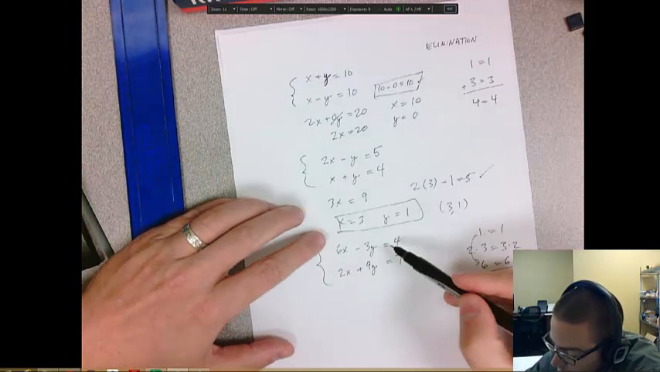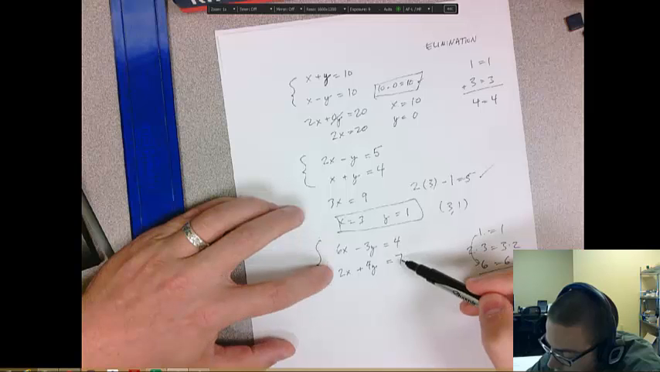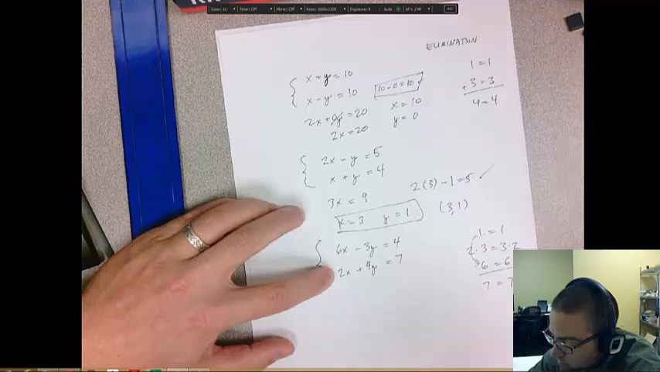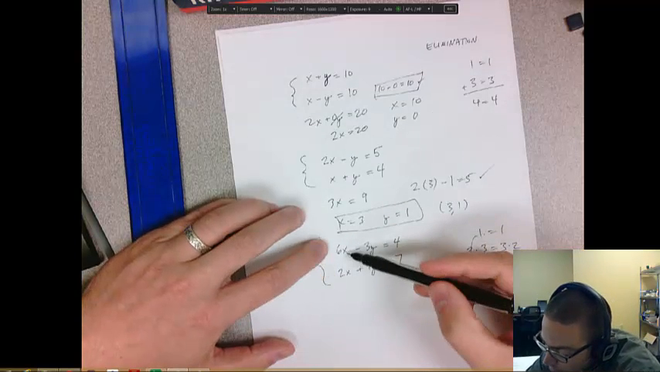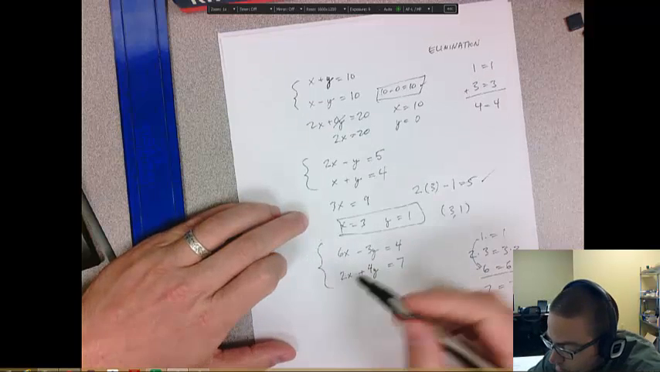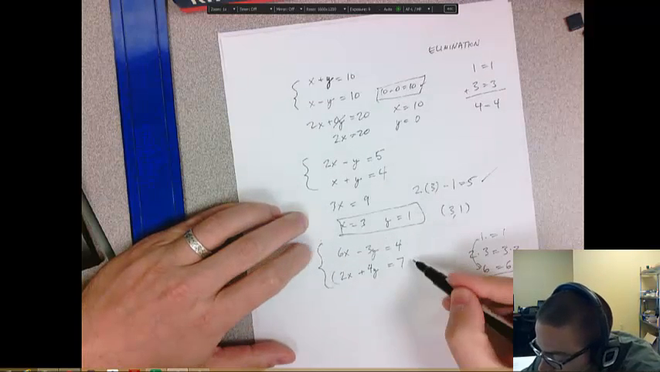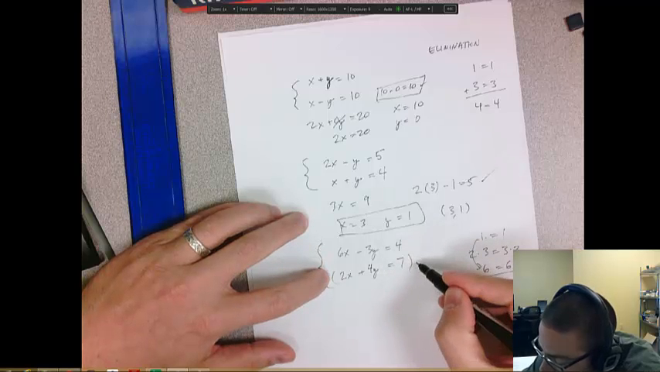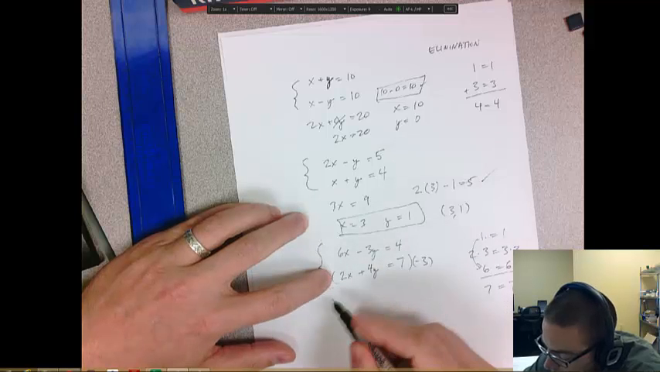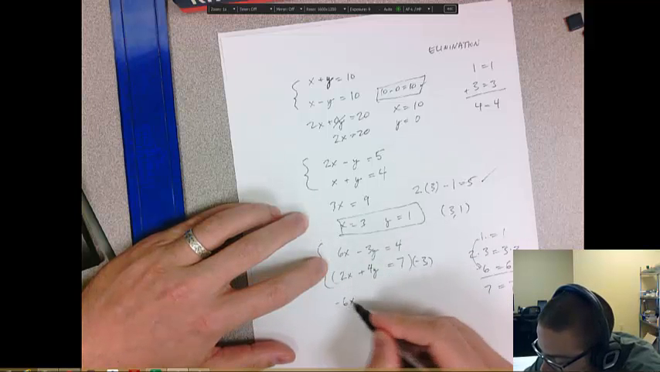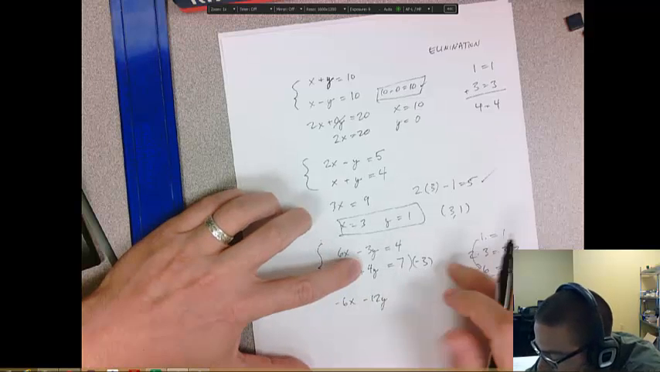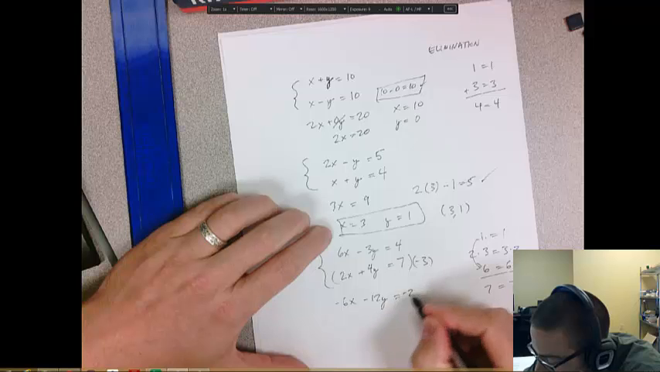So what I'm going to do is multiply one of these equations by a number so that one of the variables will eliminate. So how about if I stack 6 and negative 6, then it would be 0. So how do I make that a negative 6? Well, I just need to multiply this whole equation by negative 3. Negative 3 times 2 is negative 6 x, and negative 3 times 4 is negative 12 y, and negative 3 times 7 is negative 21.